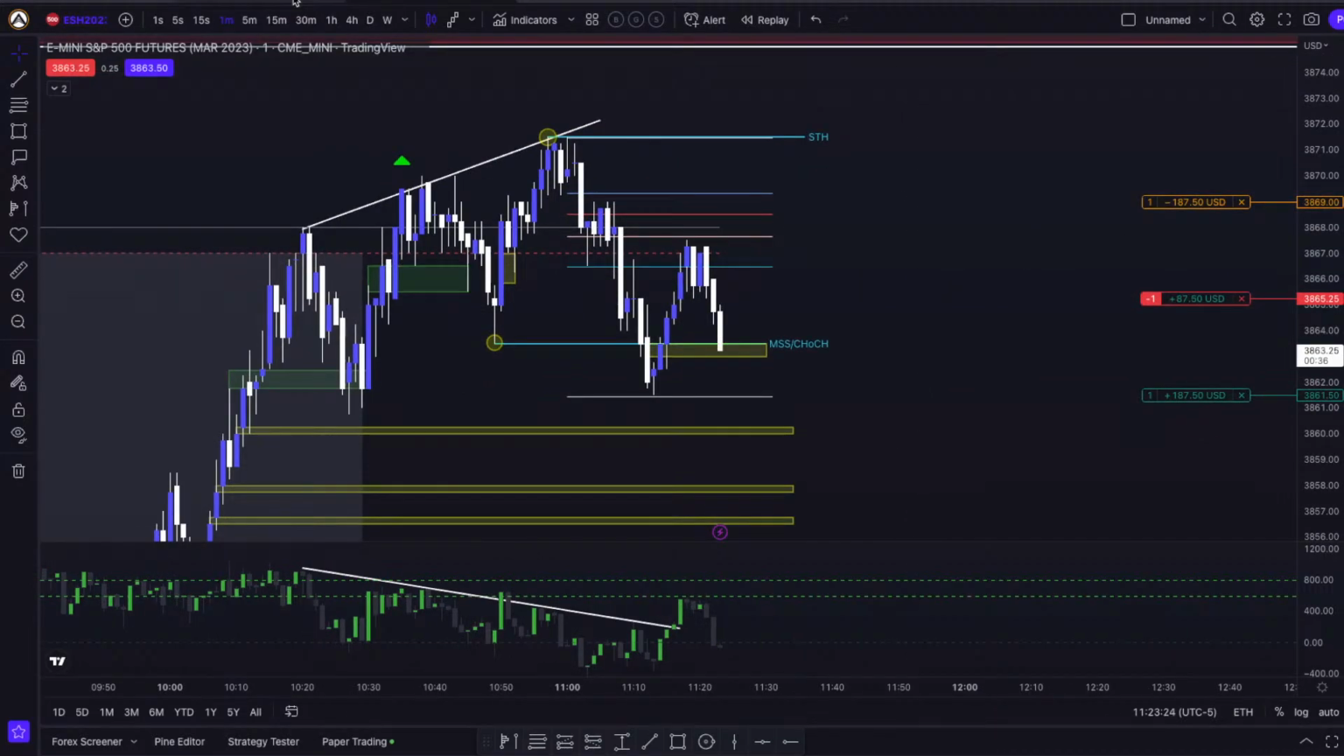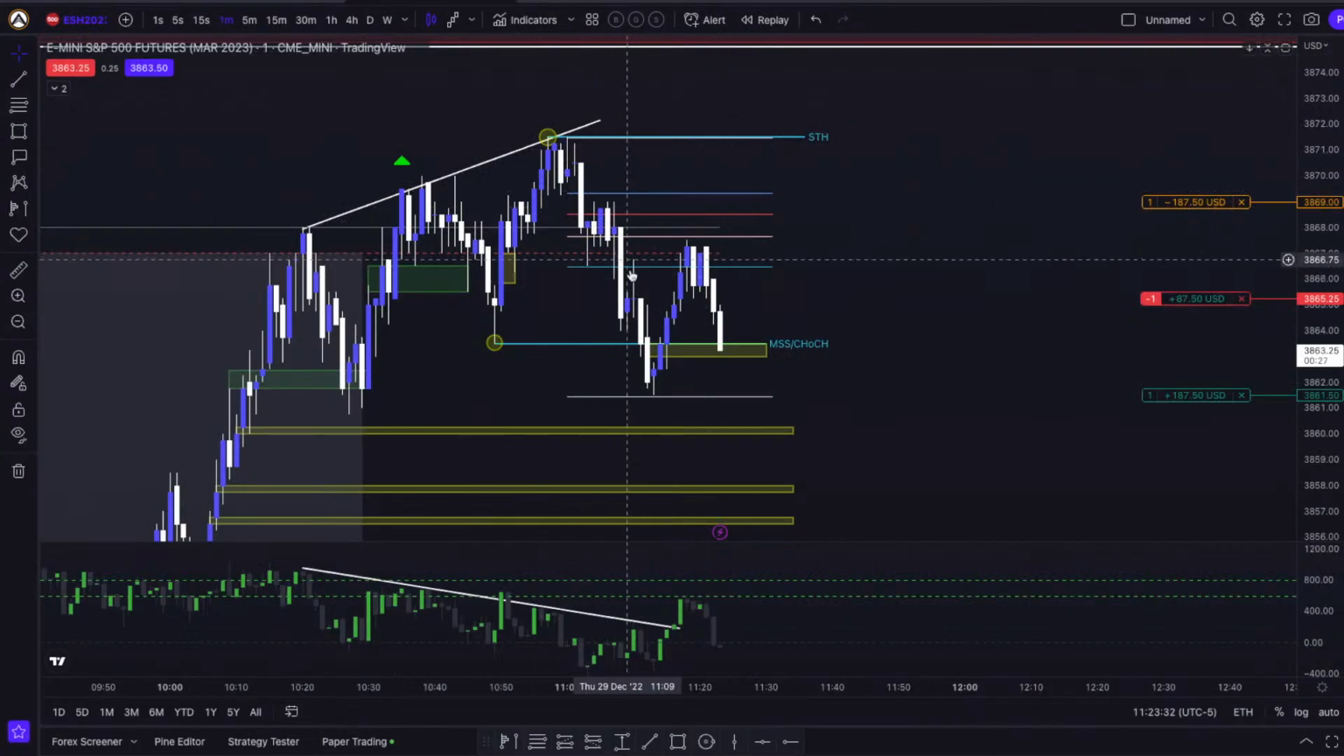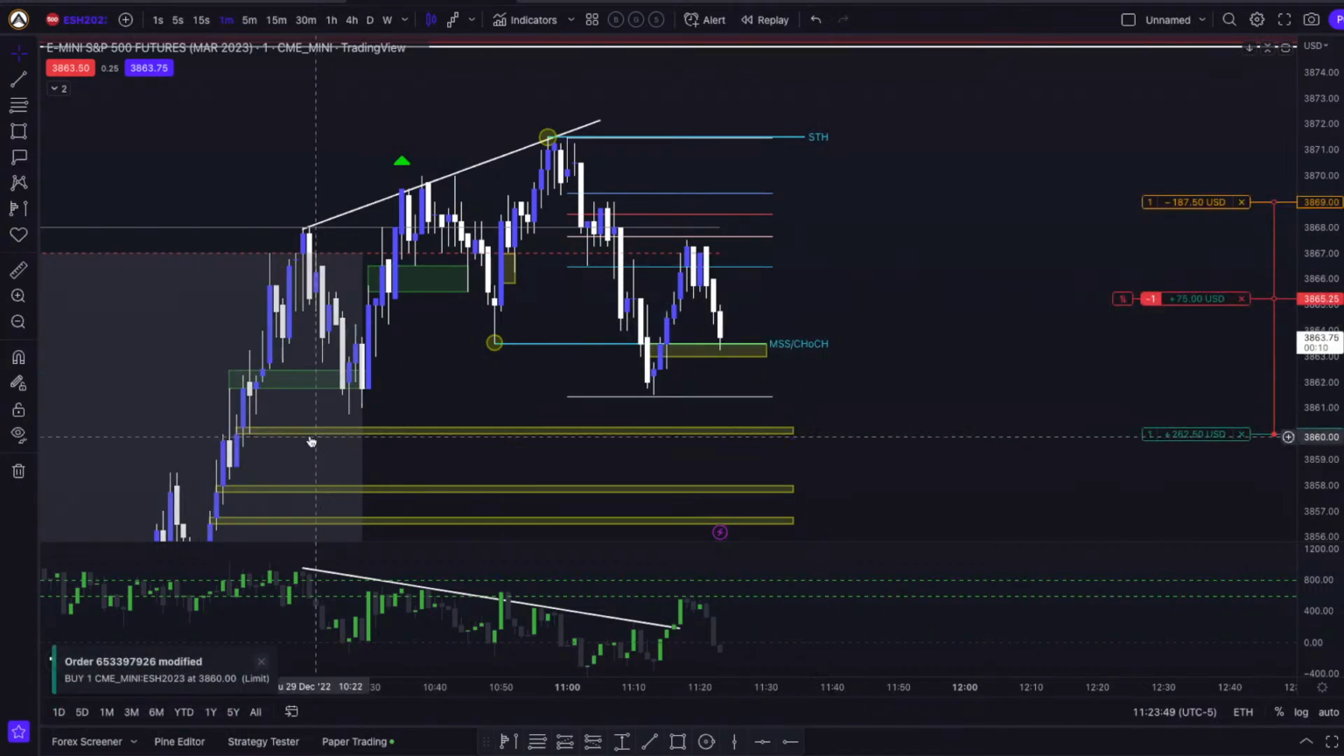We have our SMT divergence between the indices with higher highs, lower highs. And then after a successfully completed market structure shift or change of character, you could be looking for an entry above the 50% level for a premium entry to take this trade short into profit area. So I think our first target will be drawn to our first volume imbalance right here.